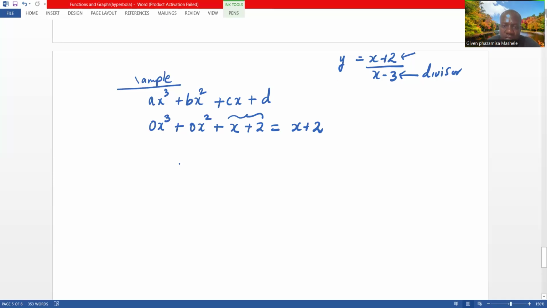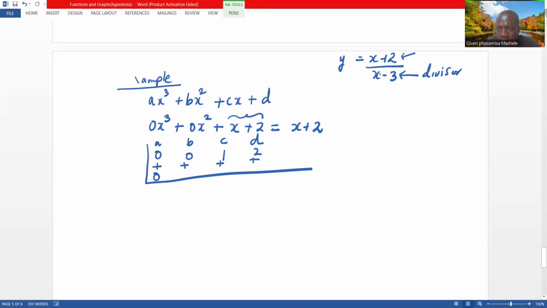So what I'll do is use long division, like the synthetic division method, to say I want a, b, c, and d. What is my a? 0. It's not there. My b is also 0. My c is 1. My d is 2. Then I'll have plus, plus, plus, plus. The first number we always put 0.